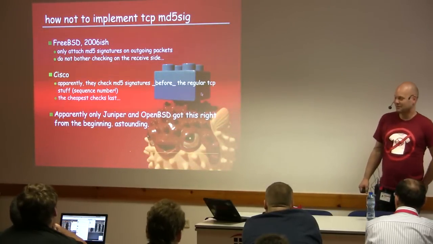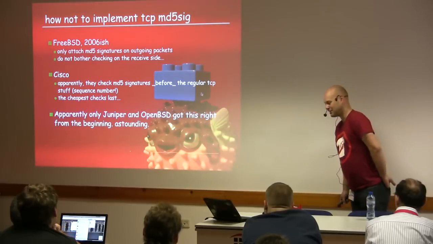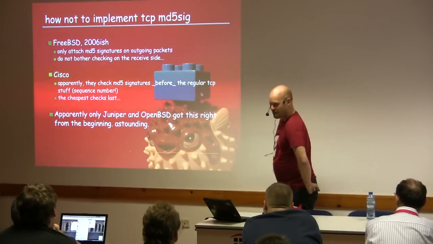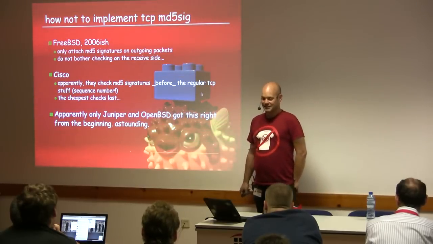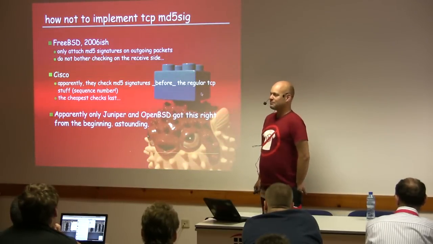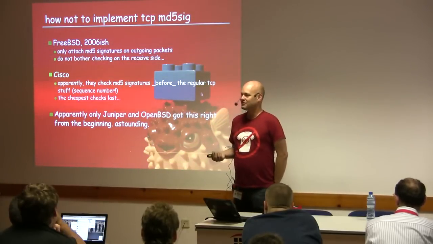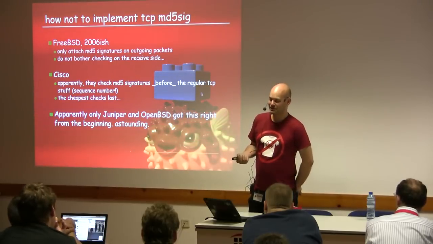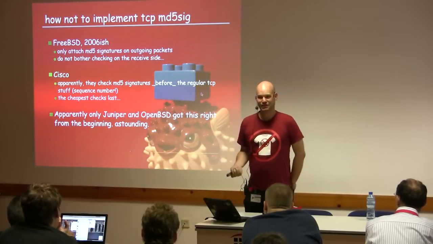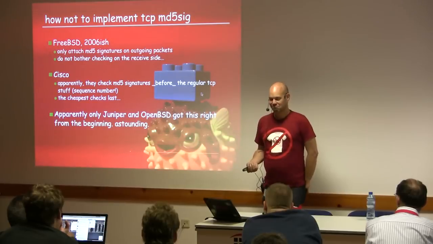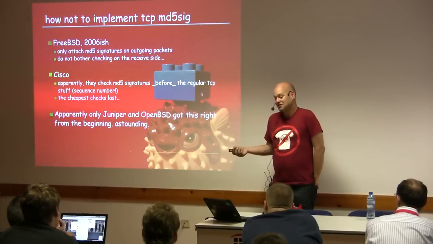There's a nice example here on how to not implement MD5 signatures, and it's from FreeBSD. In 2006, they added code to be able to calculate that MD5 signature and send it out, but they did not bother adding the code to actually check the signature on incoming packets. Really, really useful.